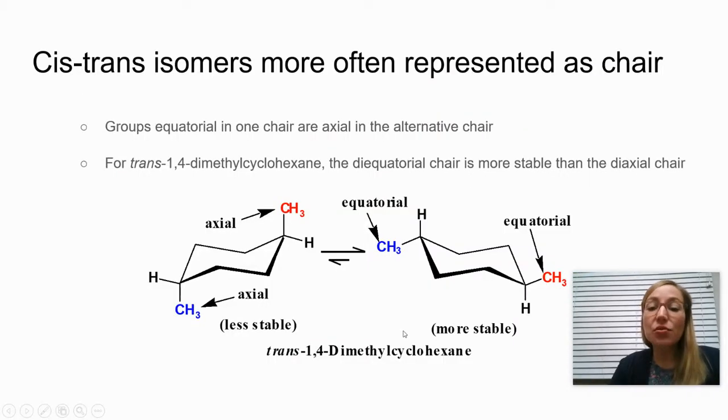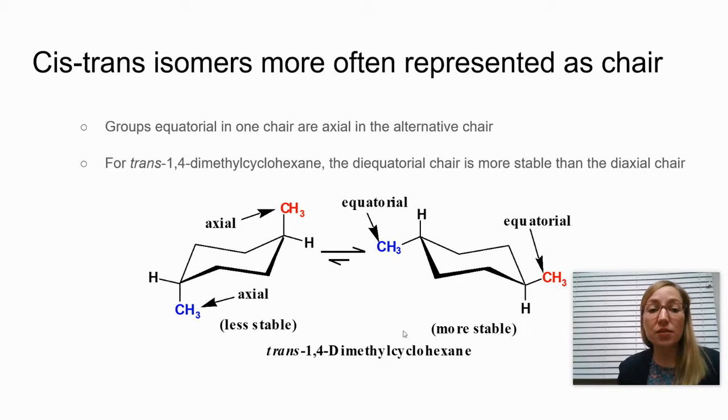So cis-trans isomers are most often represented as chairs because that's going to give us a lot more information about the molecule and be much more useful than drawing those flat hexagons. So you don't have to worry about hexagon drawing class, but you do have to worry a lot about chair drawing class. So make sure to watch the next screencast on drawing chairs properly. Groups that are equatorial in one chair often flip to axial in the other chair.